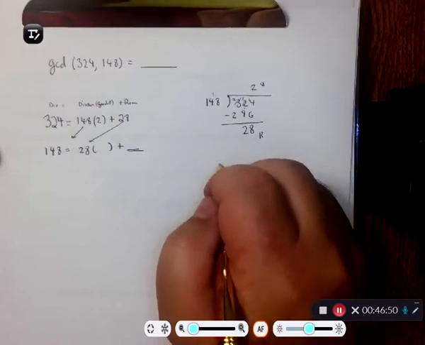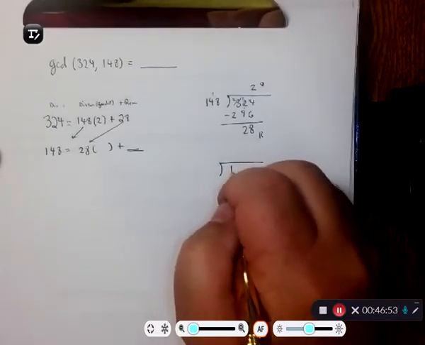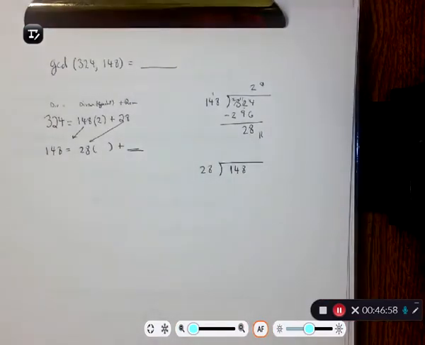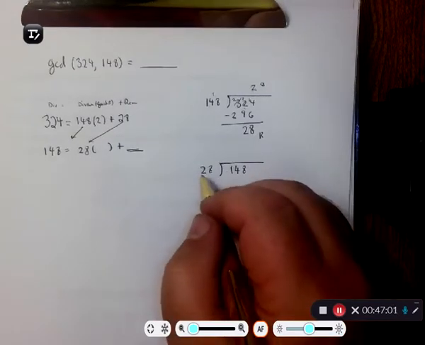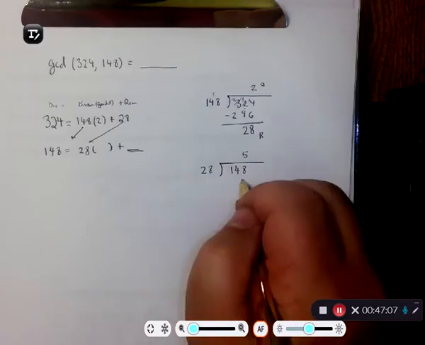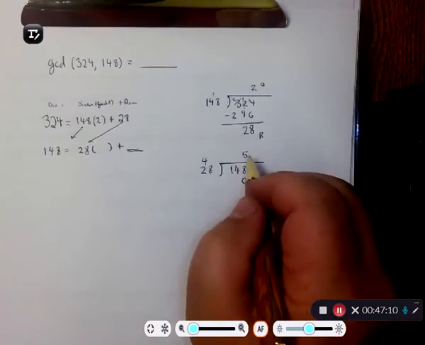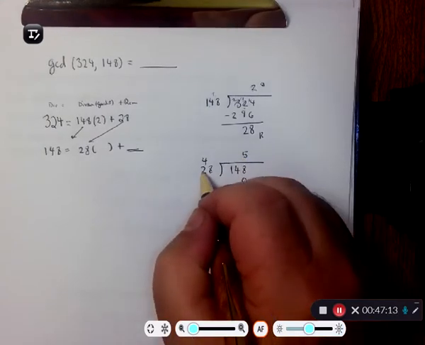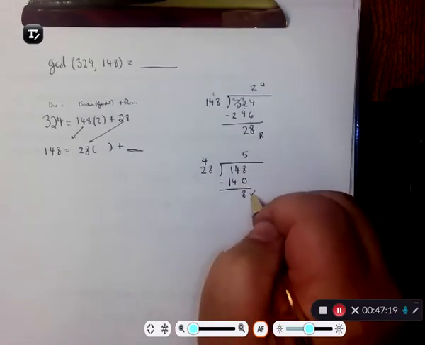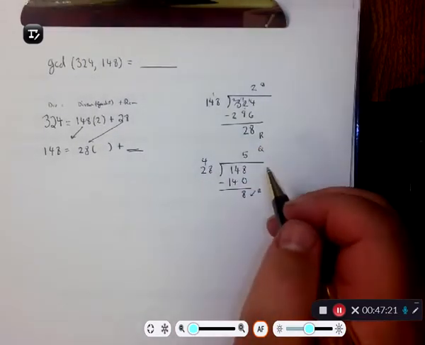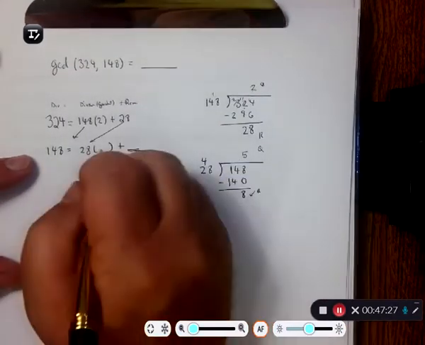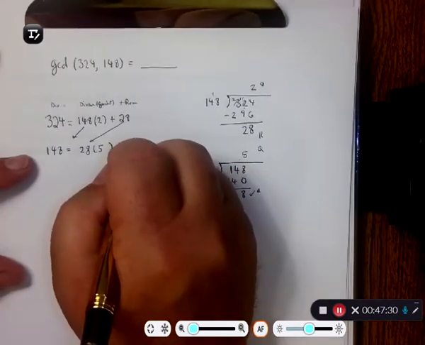So I'm going to come over here and do long division again. 148 divided by the smaller number 28. Well, how many times does 28 go into 148? Well, 28 goes into 148 about 5 times. Let's try it. 5 times 8 is 40. Put the 0 there and carry the 4. 5 times 2 is 10 plus 4 is 14. Subtract, I get 8. 28 doesn't go into 8, so here's my remainder again. Here's my quotient. So here we go. 148 is equal to 28 times the quotient, which is 5, plus the remainder, which is 8.